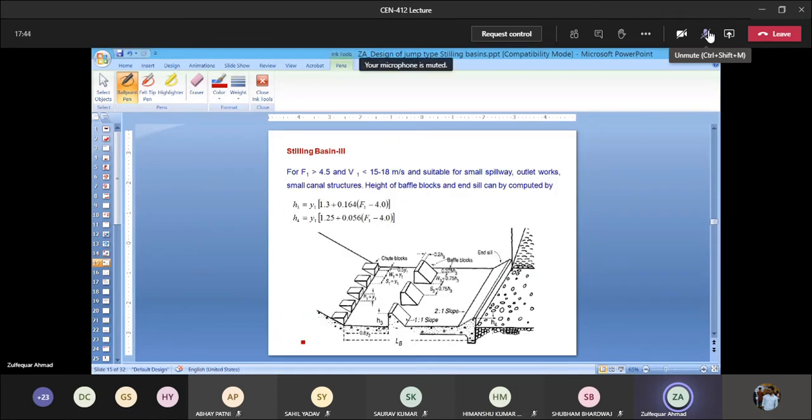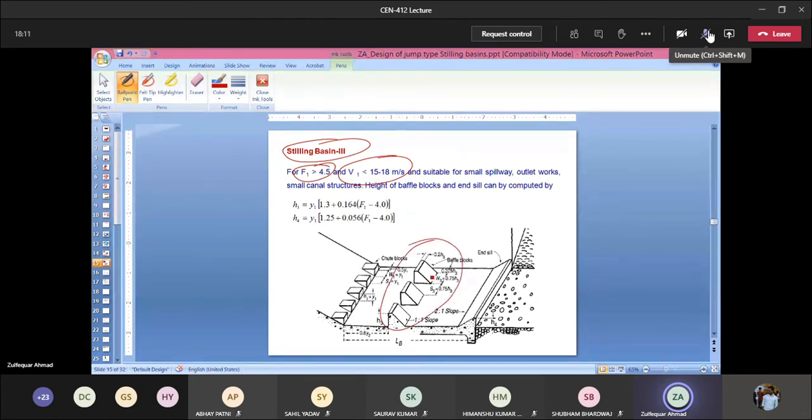Then this is the Stirling basin 3. In this case, the Froude number is now higher, above 4.5, and the velocity desirable here is 15, but even if it is less than 18 meters per second, that is fine. This is the Stirling basin type 2, and here you can see the baffle walls or the baffle blocks that are introduced.